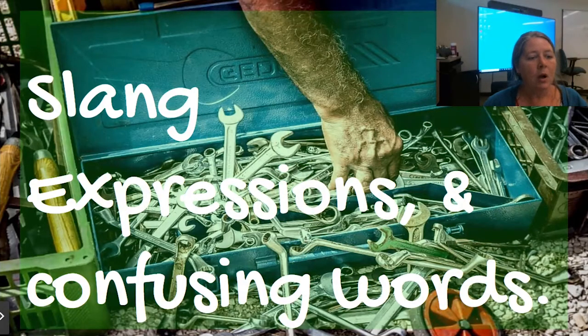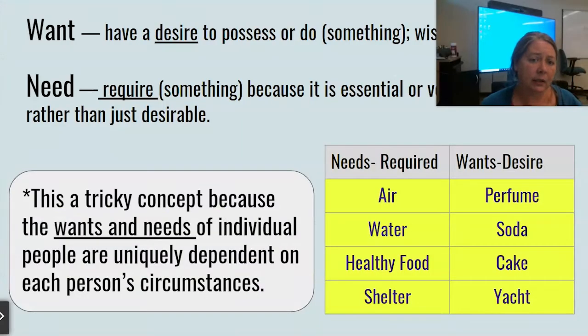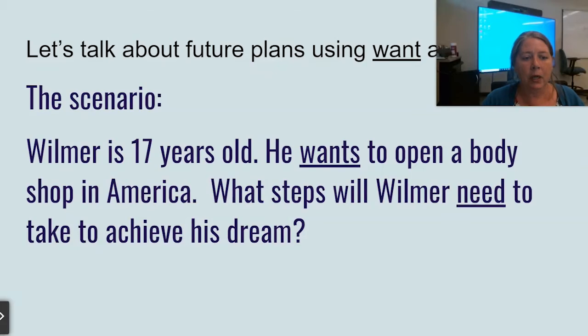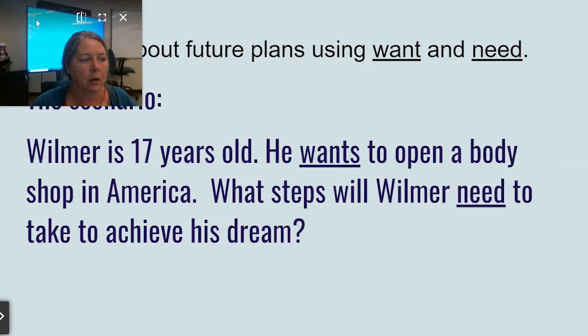Okay. For slang expressions and confusing words, we're going to continue practicing talking, and we're going to return to this word want versus need. So a want is a desire to have something. A need is a requirement. You must have it. You have to have it, right? So we're going to talk about someone's future plans, and we're going to talk about the scenario of Wilmer. Wilmer is 17 years old. He wants to open a body shop in America. What steps will Wilmer need to take to achieve his dream?